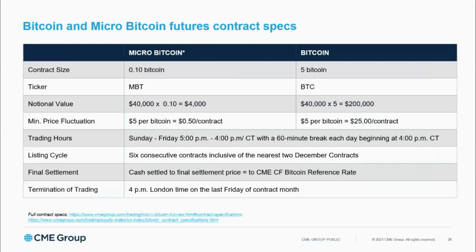When you take a look at our Bitcoin and our micro Bitcoin futures, our micro Bitcoin futures are 1/10 of one Bitcoin. The price fluctuation on that is $5 per Bitcoin, which is 50 cents a contract. They're traded during our normal trading hours. They're monthly contracts. They're financially settled. When you look at our standard Bitcoin contract, our standard futures, it's 5 Bitcoin per contract, so it's a relatively large contract. The tick value on that is $5 per Bitcoin, so the tick value is $25 a contract because that is 5 Bitcoin per contract.